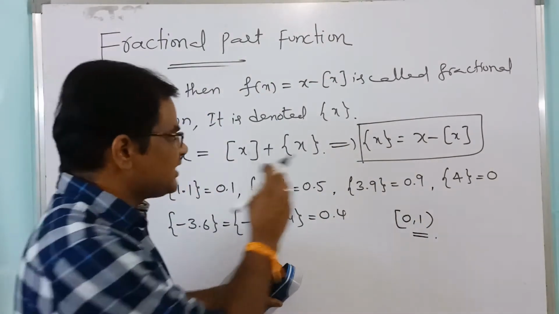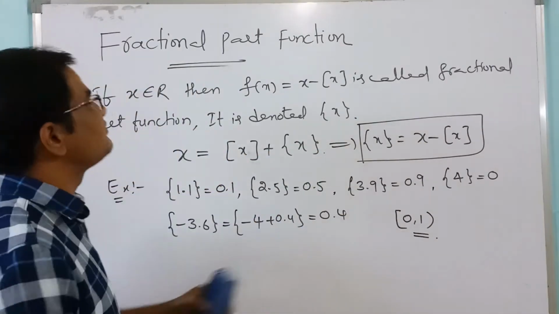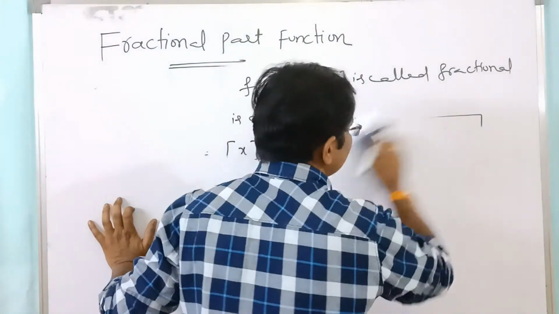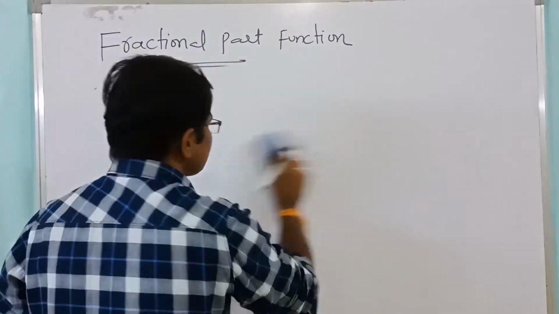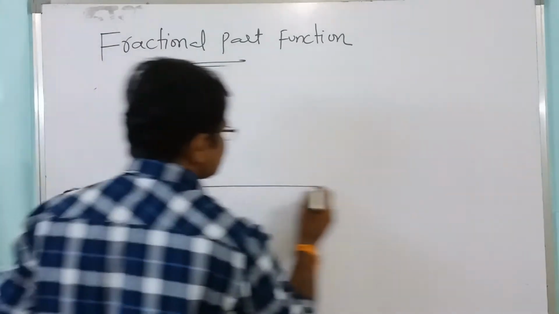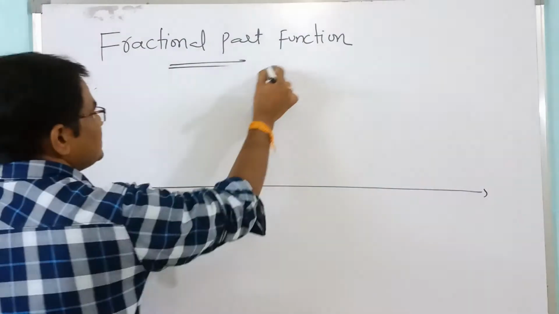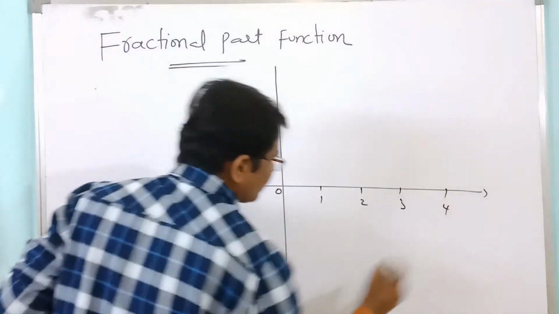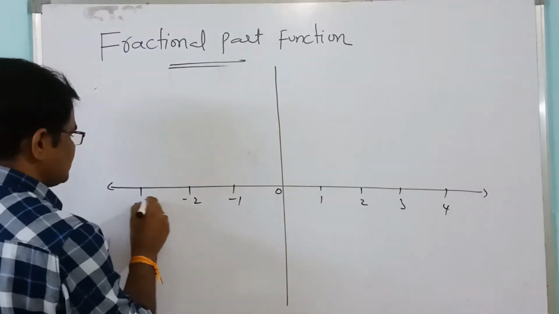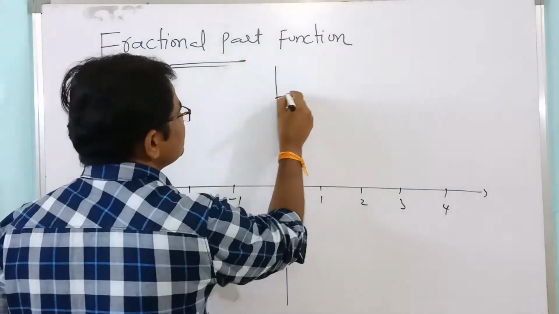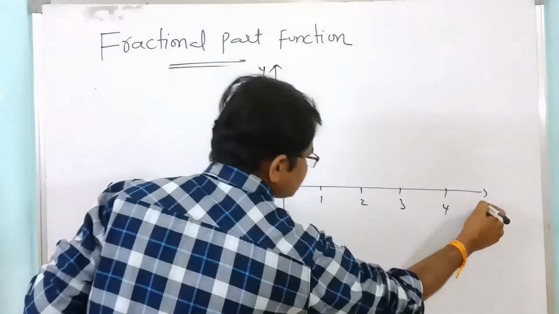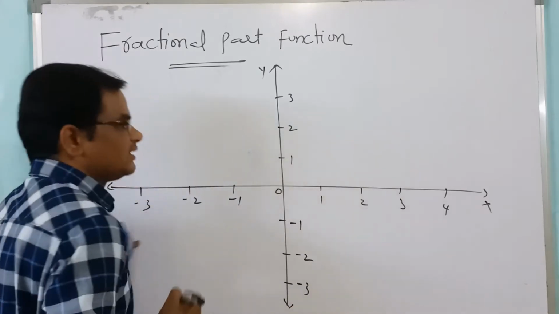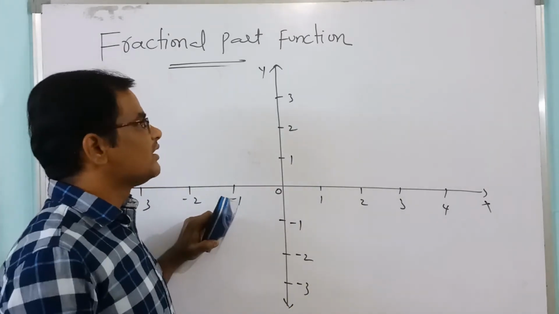Right? So by using some values we will draw the graph of the fractional part function. So how to get the graph of the fractional part function? See, take some values on the x-axis and some points on the y-axis. Here 1, 2, 3, 4, minus 1, minus 2, minus 3. This is the y-axis and this is the x-axis, and minus 1, minus 2, minus 3. Right? Now listen carefully how to draw the graph.